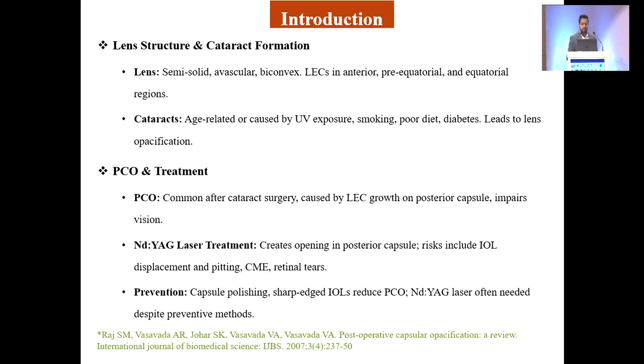My topic is effects of Nd:YAG laser capsulotomy on intraocular pressure and anterior chamber depth. As we all know, the lens is a semi-solid avascular biconvex structure and it contains lens epithelial cells which lie in anterior, pre-equatorial and equatorial regions, and the cataract can be age related or caused by UV exposure, smoking, poor diet, and it leads to lens opacification. Posterior capsule opacification is a common condition after cataract surgery, caused by lens epithelial cells which grow on the posterior capsule, which impairs the post-op vision for the patient, and treatment for that is Nd:YAG laser capsulotomy, which creates an opening in the posterior capsule.